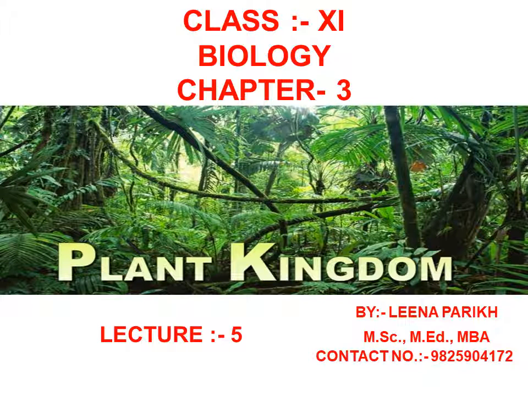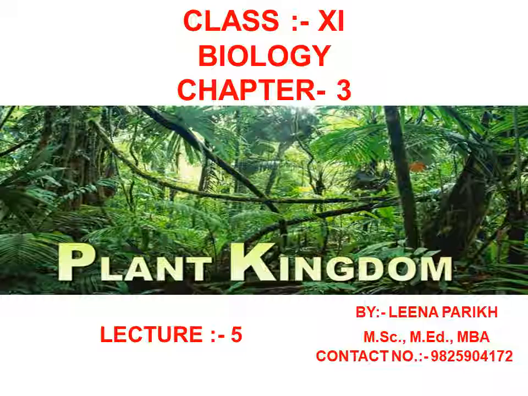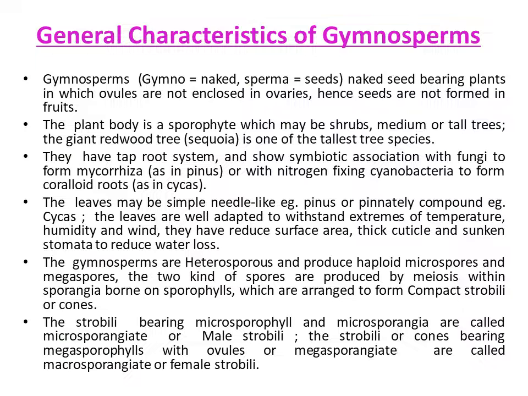Biology Chapter 3, Plant Kingdom of Class 11: Gymnosperms. General characteristics of gymnosperms. Gymno means naked, sperma means seeds. Naked seed bearing plants in which ovules are not enclosed in ovaries, hence seeds are not formed in fruits.